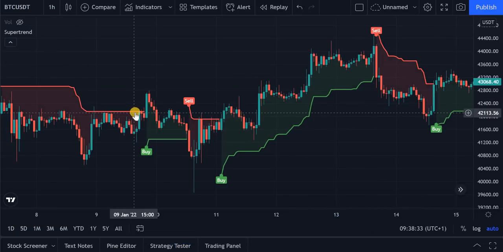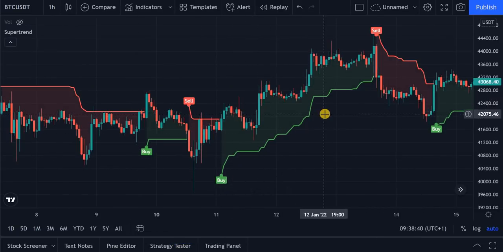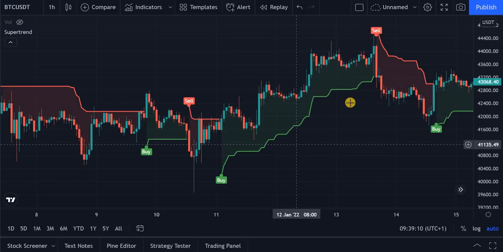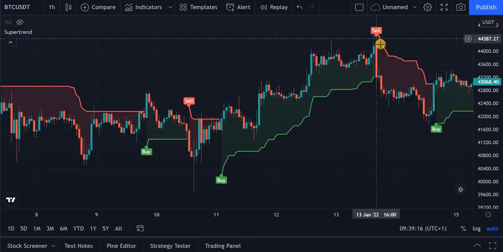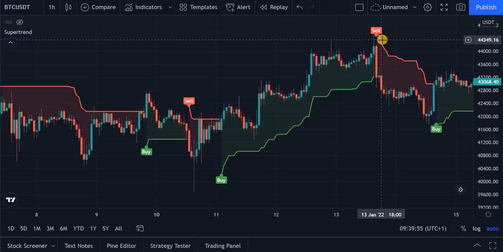Now this is how the indicator is going to look. You can see clearly there is a green line right here which indicates buy. Now this shows when an asset is in an uptrend. And there is also the sell section right here where you can see a red line. Now this shows that the asset you are looking at is in a downtrend. This is basically how this indicator works.